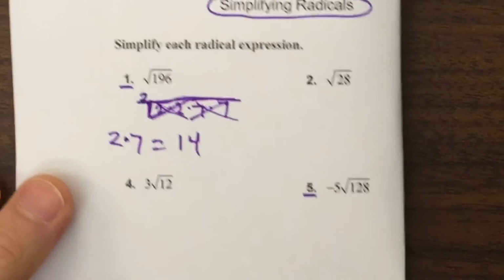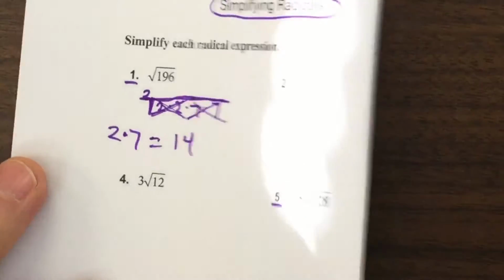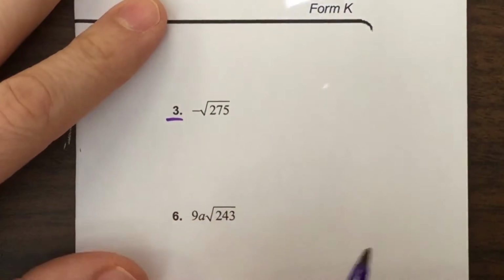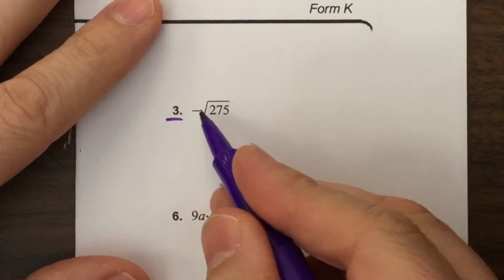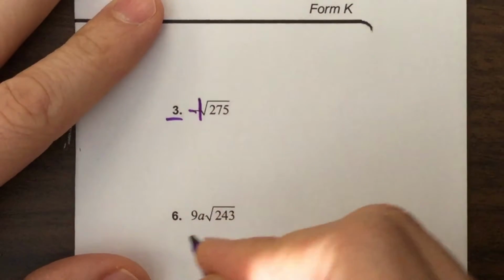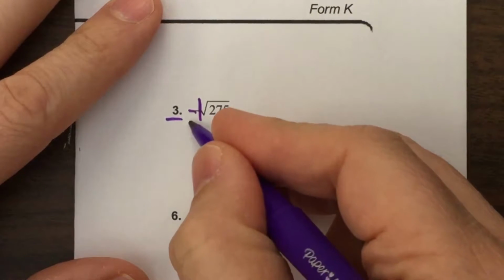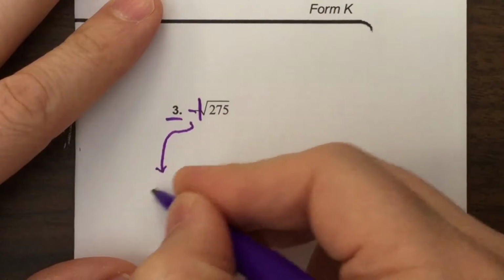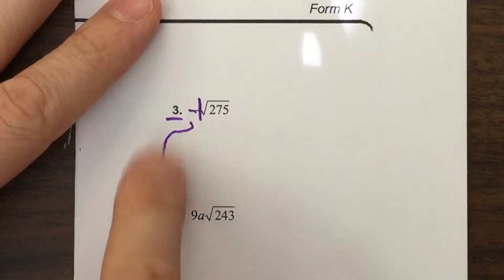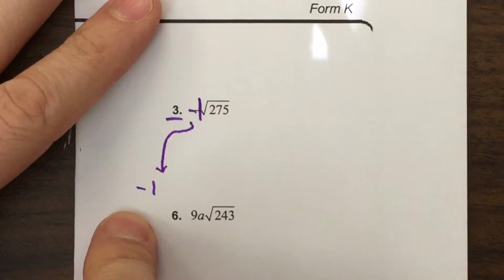So that was a lot of words to explain something, but now that you've seen it, you see how easy and straightforward it can be. So let's take care of number 3. Number 3 has one little added component. There is a little -1 on the outside of the radical. If you have something on the outside of the radical, you want to ignore it and leave it alone. I'm just going to let that -1 drop down here to the bottom, and I'm not going to do anything with it until the end of my problem.